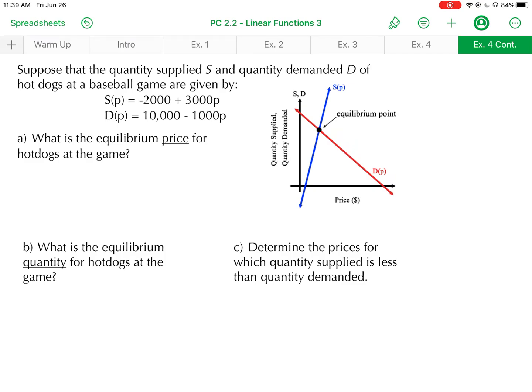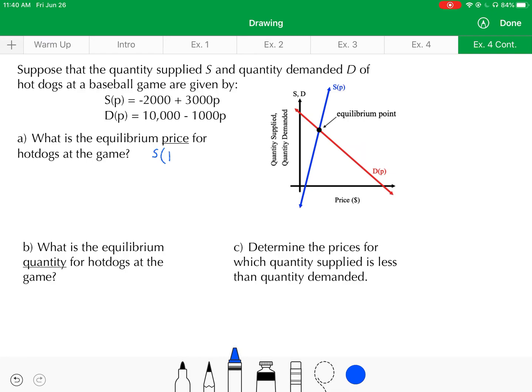So we want to know what's the equilibrium price for hot dogs at our game. Okay, what's the equilibrium price? What should we sell these hot dogs for so that I don't have any leftover at the end of the game? So basically what I'm trying to figure out here is when is the quantity supplied equal to the quantity demanded, at what price? Okay, that would mean I'm solving this equation. Negative 2,000 plus 3,000 P is equal to 10,000 minus 1,000 P.